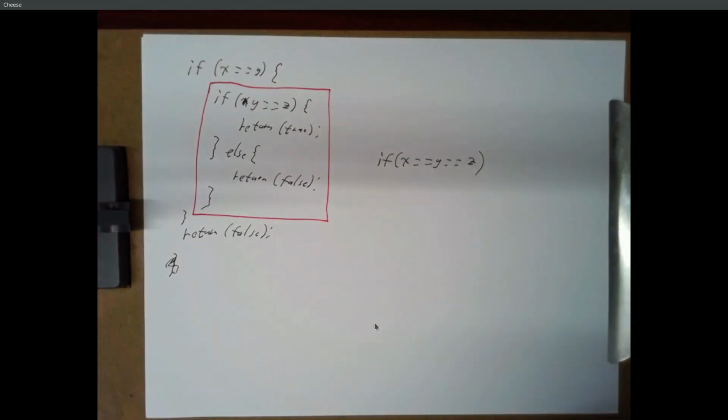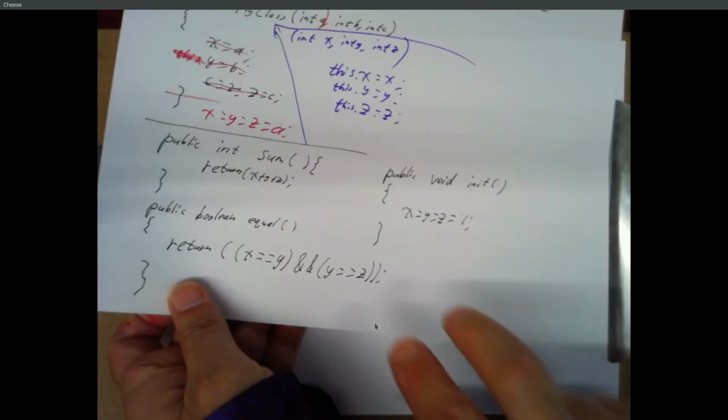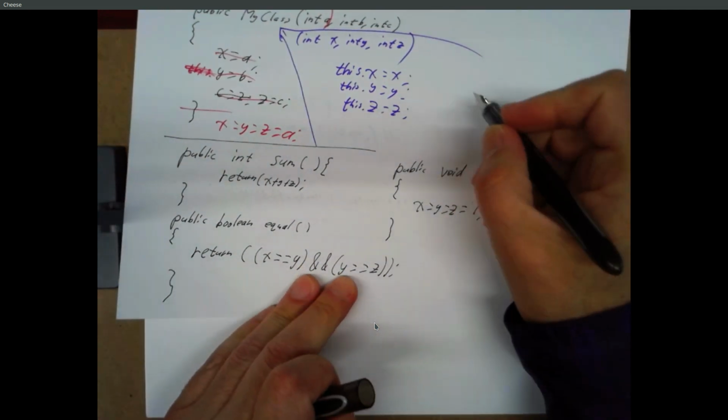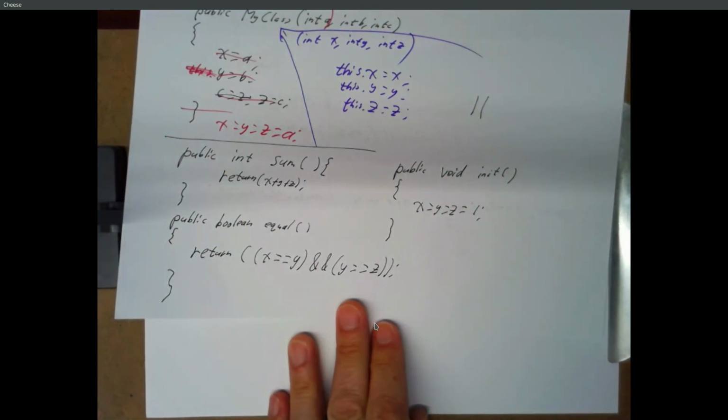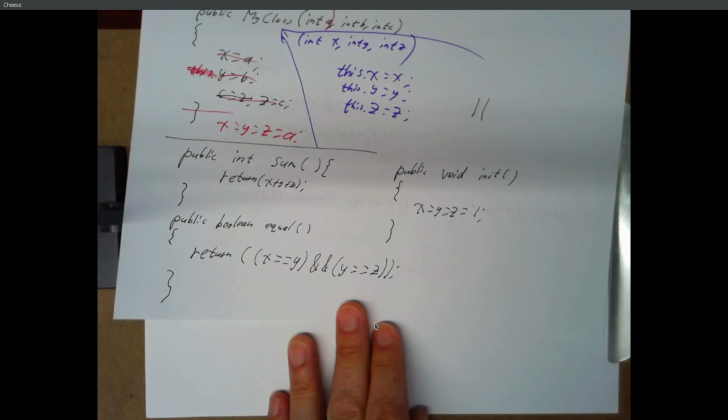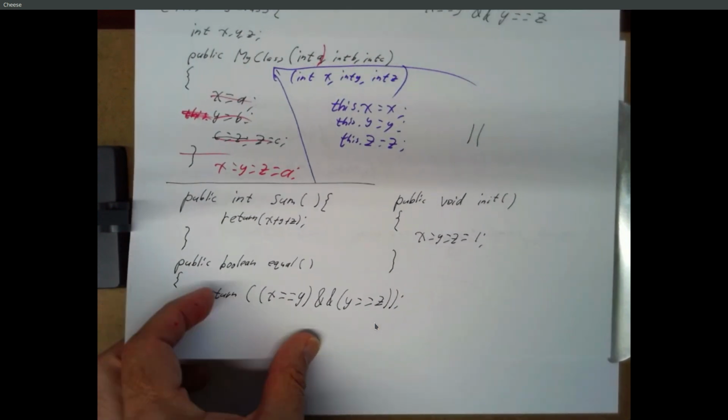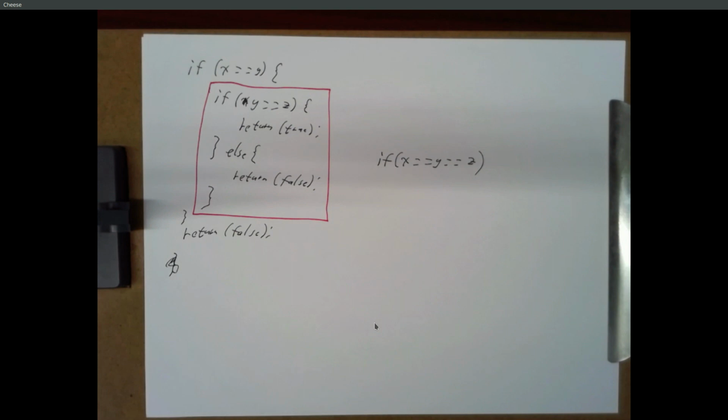All right, anything else on this one? Right, double ampersand is for and, double pipe would be for or. I think that was about it.